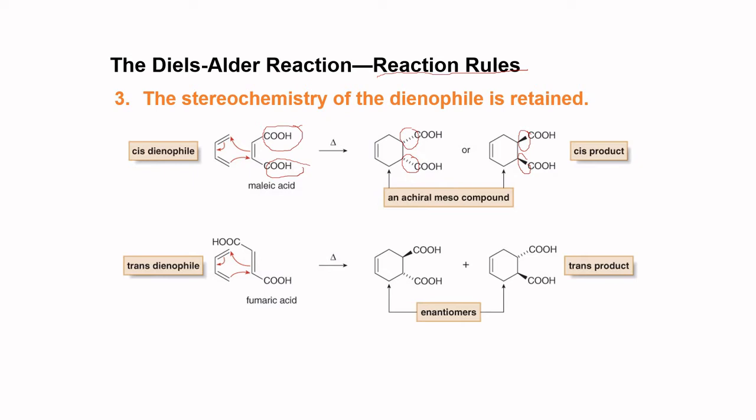For example number 2, when we have a trans dienophile, when we react these two starting materials, what we will get is a trans product where we have both enantiomers. The first one is, both are trans products, but the COH is at a different location.